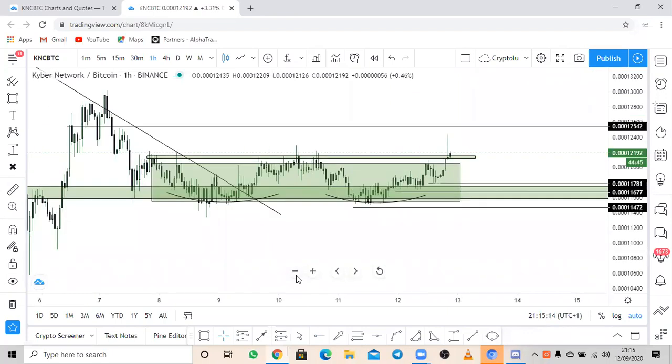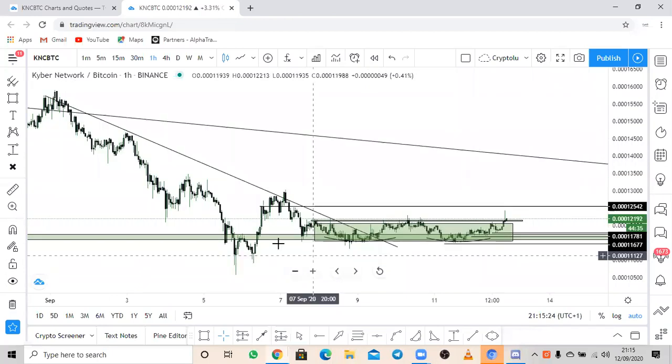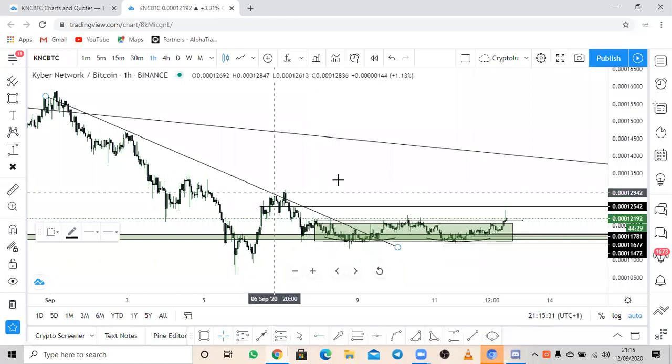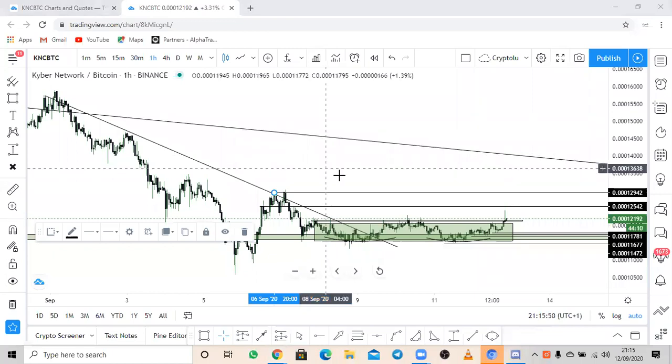Now we already know that for the descending triangle, we are expecting it to break out to the upside. So once we get to this level here, and we break above it, then I'll shift my stop loss back to my entry point, and from there we keep moving.